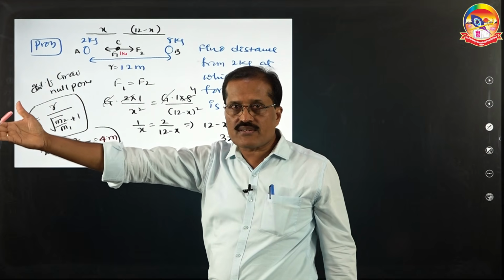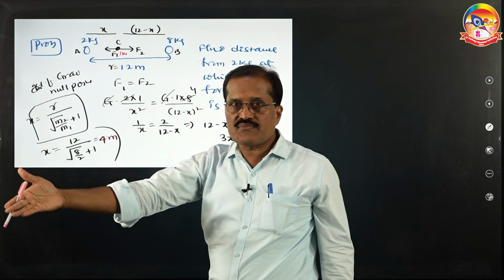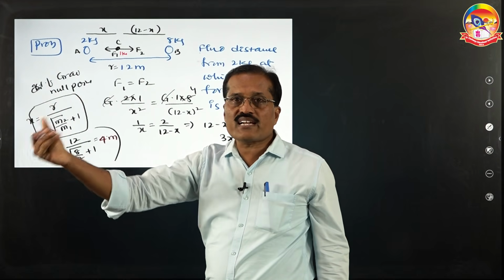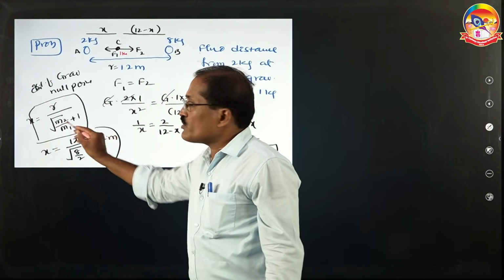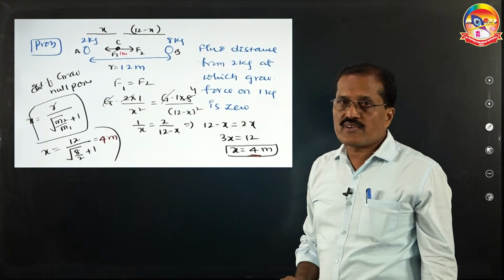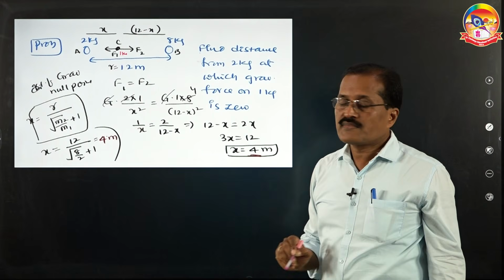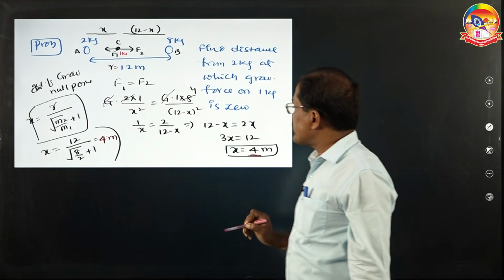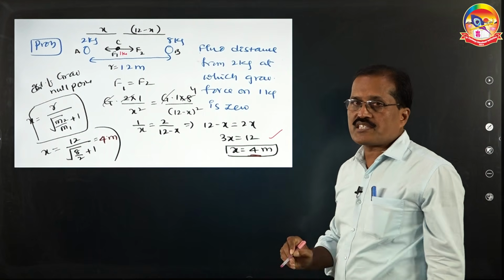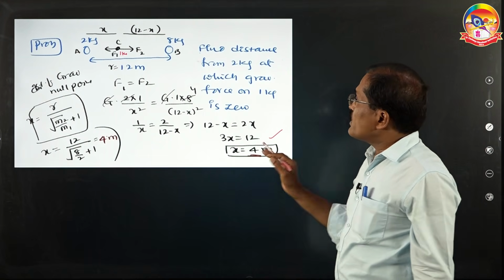In electrostatics, in the last slides we discussed the electric field, where electric field intensity is equal to 0, the null point. The same thing here: x is equal to r by under root of m2 by m1 plus 1 with respect to m1, children. Directly you can use this formula, otherwise this force and this force are equal and get cancelled, and x is equal to 4 meter. Okay.